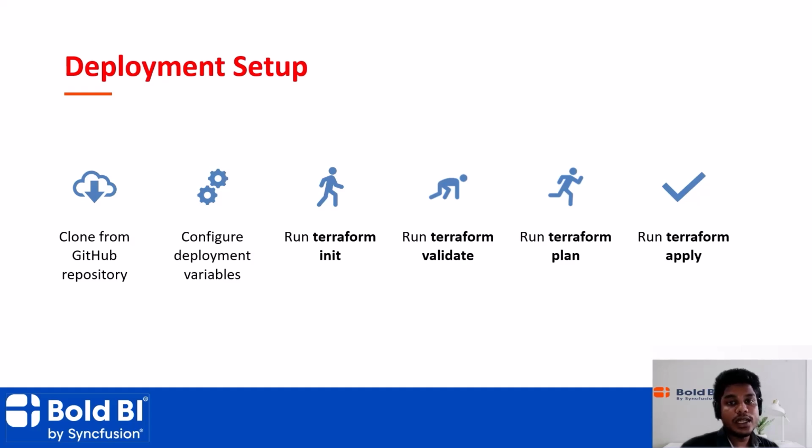After that, run Terraform plan. This command will show you what resources Terraform will create, update, or delete, so you can review everything before applying. Finally, run Terraform apply to deploy Bolt BA on Azure AKS. Terraform will create all the resources automatically based on the configuration provided. Once the setup is complete, Bolt BA will be deployed and ready to use on your AKS cluster. Let me show you the live demo for this deployment.